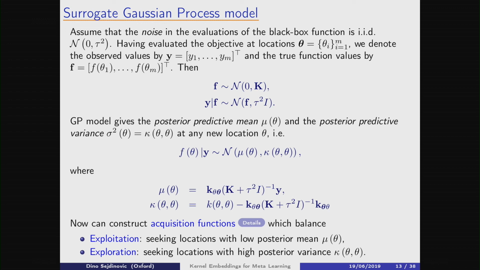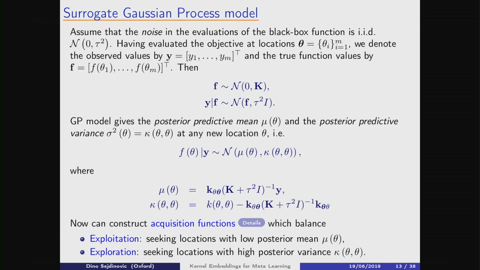So here, the typical model is that we're usually assuming that the noise in the evaluations of our black box function, here the performance measure of a machine learning model, is IID. Having evaluated the objective at some set of locations theta, observed values we will denote by y, and true function values we will denote by f of thetas, in boldface f. That translates to the following simple probabilistic model. Boldface f, this vector, is normal with some covariance structure specified by the kernel.